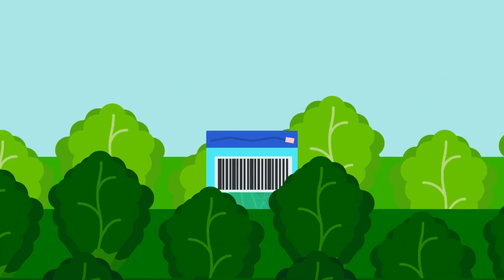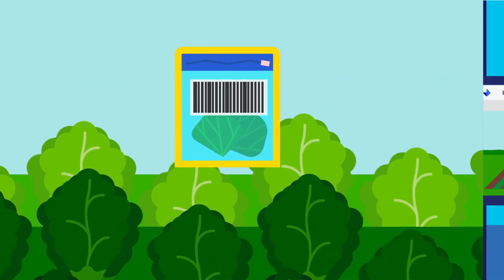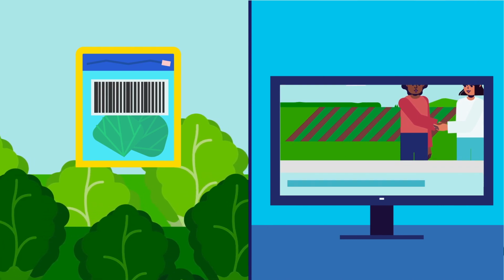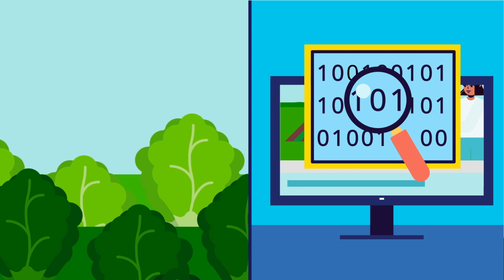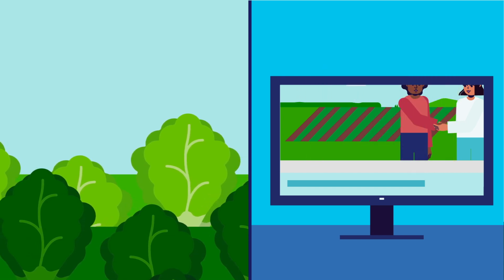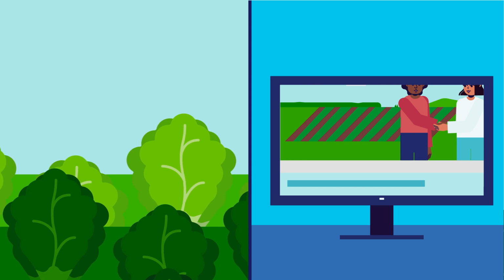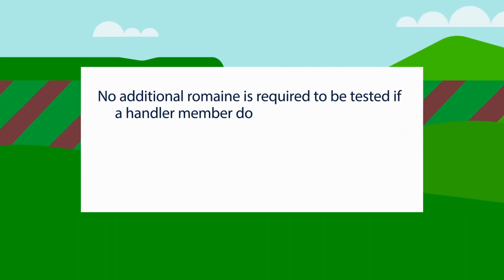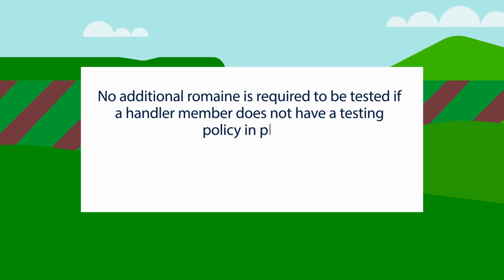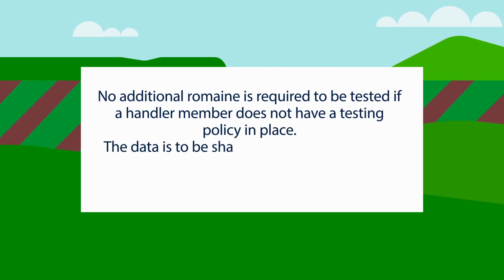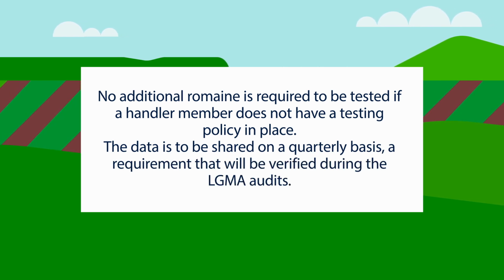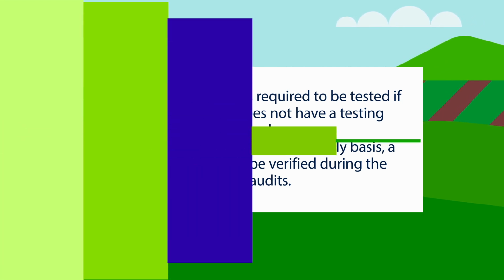Although testing is not mandatory for LGMA members, romaine that is currently being tested, such as for customer and/or regulatory requirements, internal company policies, etc., must be submitted as part of the romaine testing and data analysis program. No additional romaine is required to be tested if a handler member does not have a testing policy in place. The data is to be shared on a quarterly basis, a requirement that will be verified during the LGMA audits.